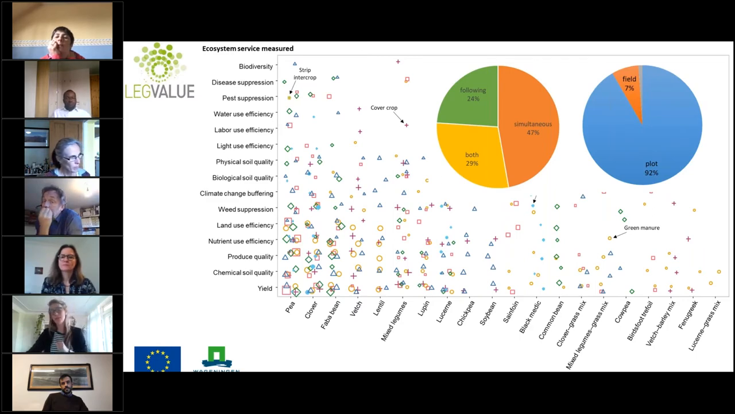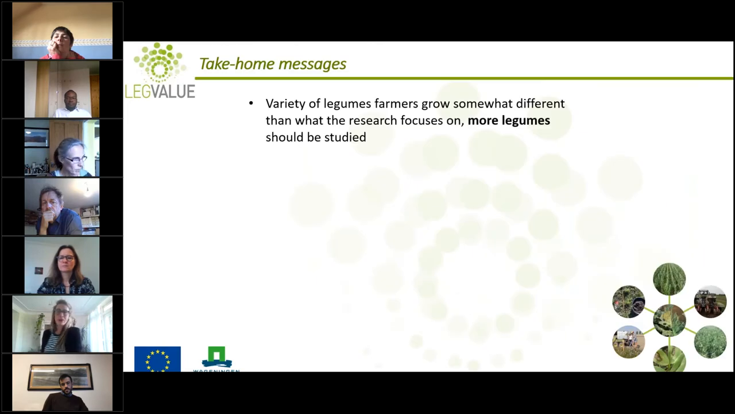And similarly, most of the studies are done on the plot level. So like real agronomic study style, where you have a small plot of a species or a mixture, and not looking at the whole farm landscape or beyond in terms of the effect of the legume. So the vast majority is really just at this plot level. So that's a brief overview of the data.